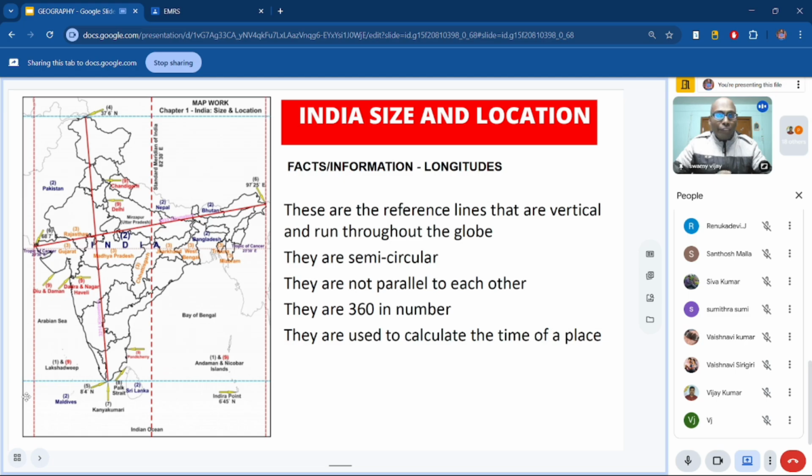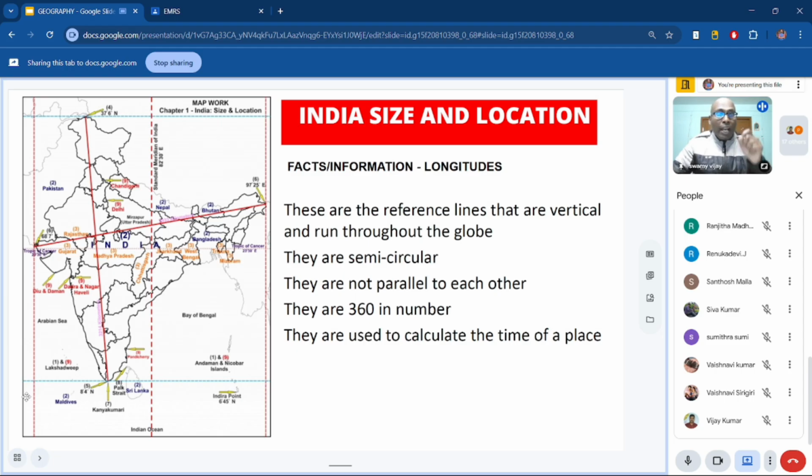These are reference lines that are vertical and run throughout the globe. Vertical and straight lines, they are semicircular in nature. They are not exactly circular in nature. They are semicircular, and they are not parallel to each other. At the poles they are close, and at the equator they are broader. That means when they go towards the pole, they start closing together, but at the equator they have the exact distance. They are not parallel to each other.